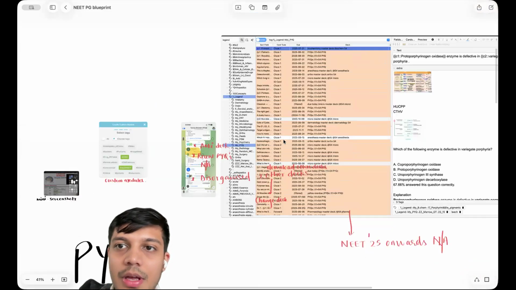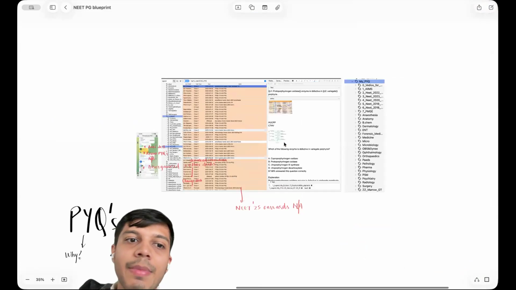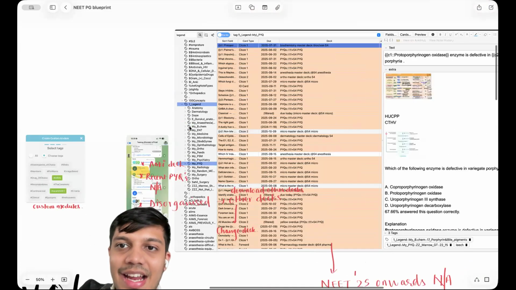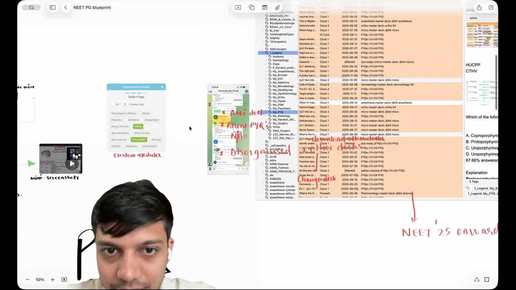Anyway, I had done the Marrow Qbank. That is why I'm talking about Marrow here. But I'm just trying to be extremely transparent.